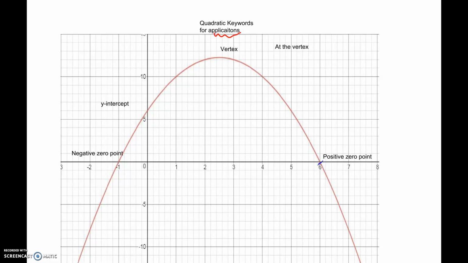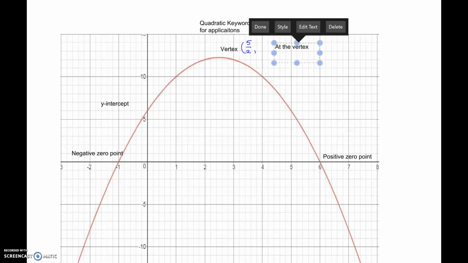Assume that you know how to find that point and the -0 point there, that x is equal to -1, x equals 6. I assume that you know how to find that the vertex is at the point 5/2 and 12.5. Sorry, 12.25, 12 1/4.